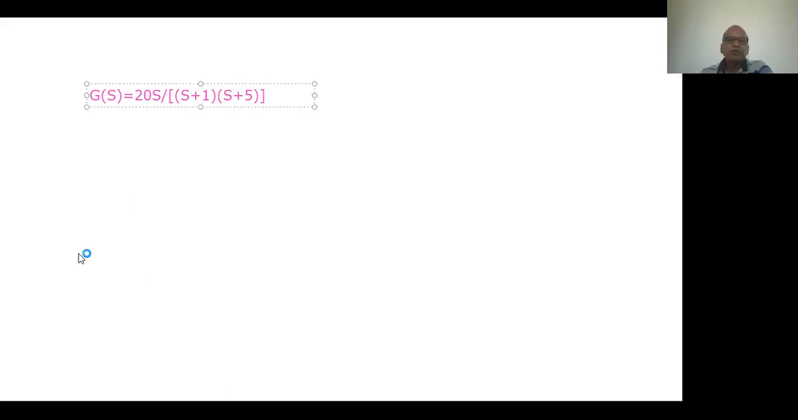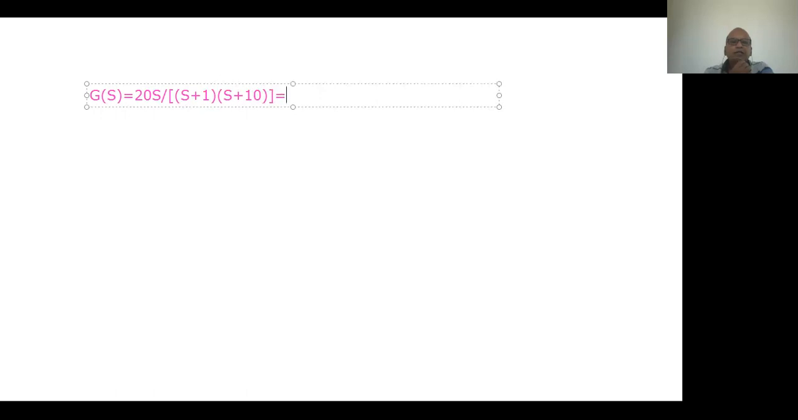S plus 1, another bracket, S plus 2. Here is S plus 1, here is S plus 2. Then the procedure is to convert this into the sinusoidal transfer function, just replace S by j omega, and then the next step, convert the sinusoidal transfer function into the time constant form.